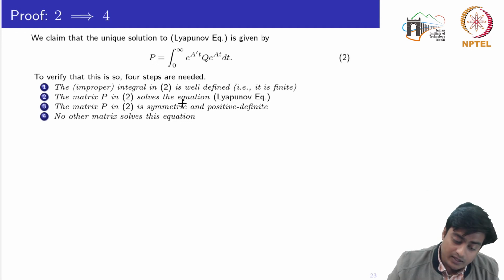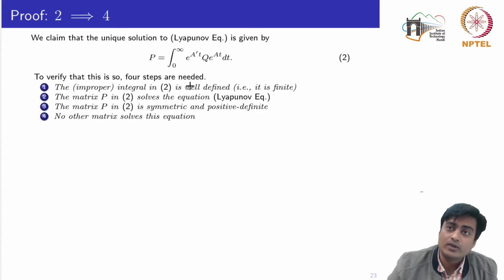The matrix P solves the Lyapunov equation. The matrix P is symmetric and positive definite. And finally, there does not exist any other matrix than the one defined by this which solves the Lyapunov equation. Okay, because this is a value. This is an improper integral from 0 to infinity.